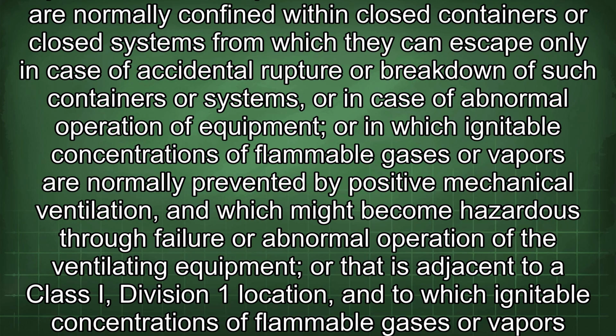or in which ignitable concentrations of flammable gases or vapors are normally prevented by positive mechanical ventilation, and which might become hazardous through failure or abnormal operation of the ventilating equipment, or that is adjacent to a Class I Division 1 location, and to which ignitable concentrations of flammable gases or vapors might occasionally be communicated unless such communication is prevented by adequate positive pressure ventilation from a source of clean air, and effective safeguards against ventilation failure are provided.